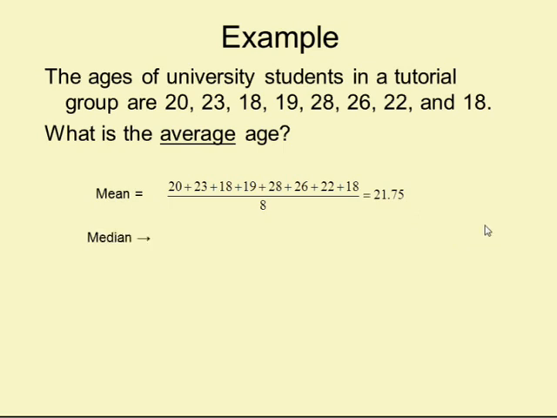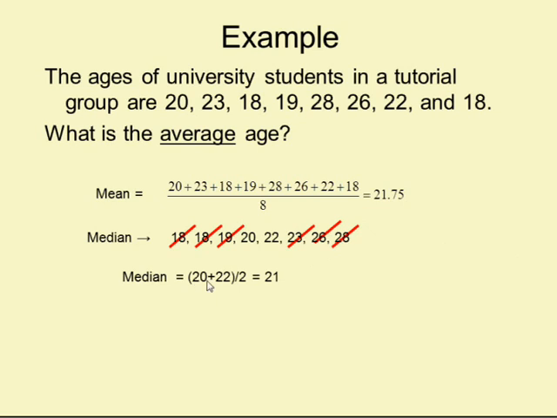The median age would be the middle number, so you put them in order and you cancel out until you get to the middle, and the middle is halfway between 20 and 22, which is obviously 21. If it's not so easy to see, you can add them together and divide by 2. The other way you can do it: there's 8 numbers there, 8 plus 1 is 9, 9 divided by 2 is 4.5. So it's the 4.5th number, which will be the number in between 20 and 22.